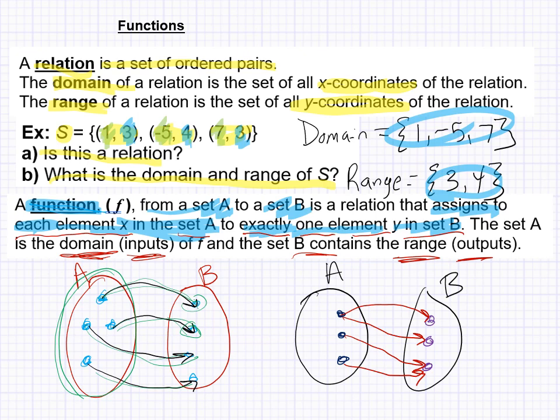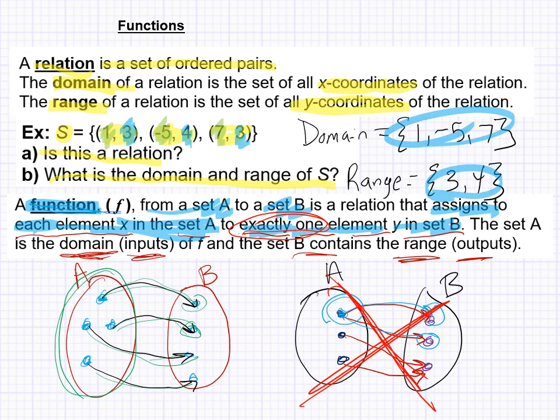The reason being is right here. This element in set A is not matched to exactly one element in set B. It actually is matched to two different elements in set B. So it goes against this simple idea here of exactly one. Therefore, this is not a function.